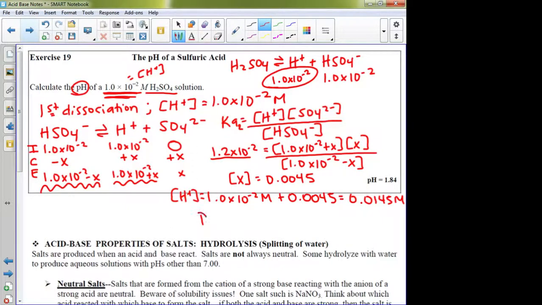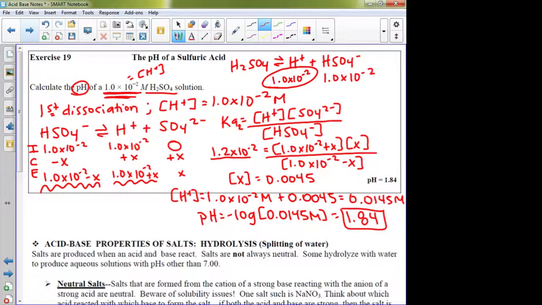So then I would just do pH is equal to the opposite log of my hydrogen, which is 0.0145 molar, and then my pH would be equal to 1.84. Again, are we concerned with this problem? No. Just wanted you to see that with H2SO4, if it's more dilute than 1, I can't ignore the presence of that second hydrogen. I have to include them together.